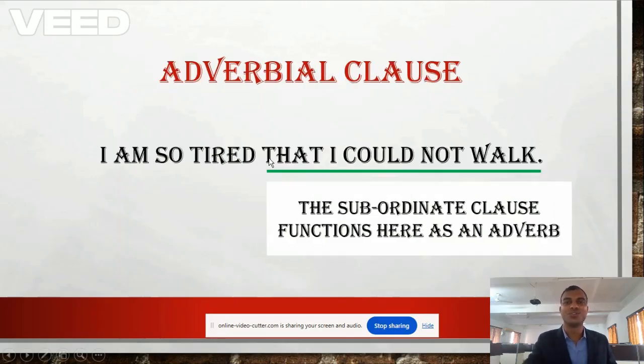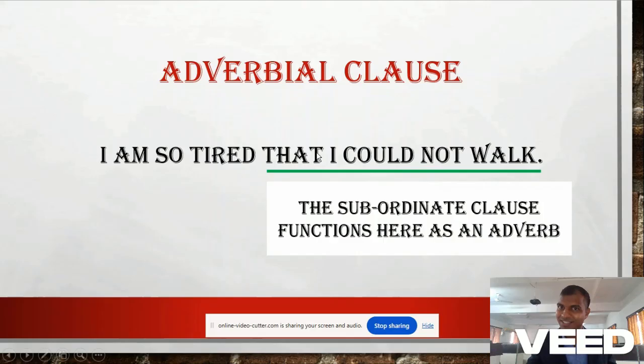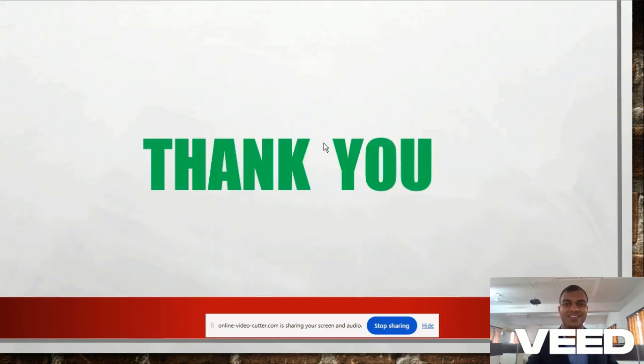Next we will go to adverbial clause. I am so tired that I could not walk. The reason for being tired is mentioned in the form of a subordinate clause. So a reason is basically what? Adverb. I am so tired that I could not walk. So this whole subordinate clause functions here as an adverb, and that is the reason this is called an adverbial clause. So this is what a clause is. Okay. Thank you.